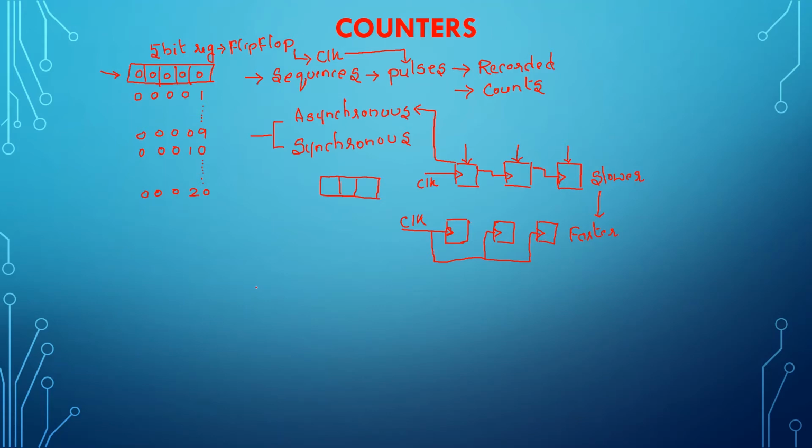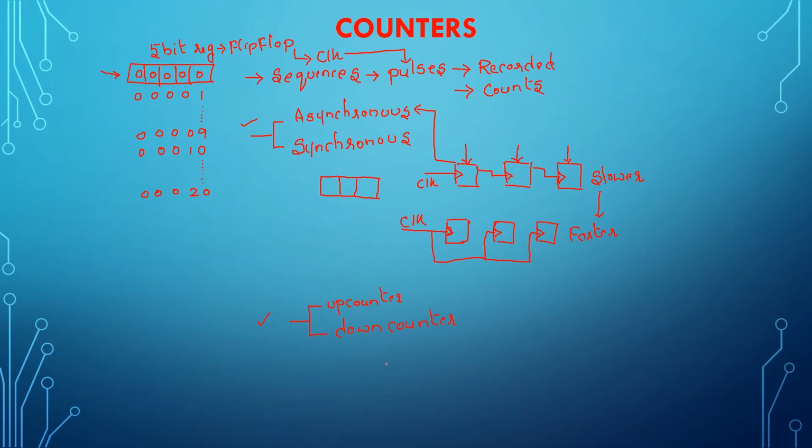Other than this particular classification, we have another classification in which we categorize counters into up counters and down counters. So let's check out what up counters and down counters basically are. Up counters are the counters which will be counting from 0 to 9 or higher digits in the upward fashion, or in the increasing fashion.